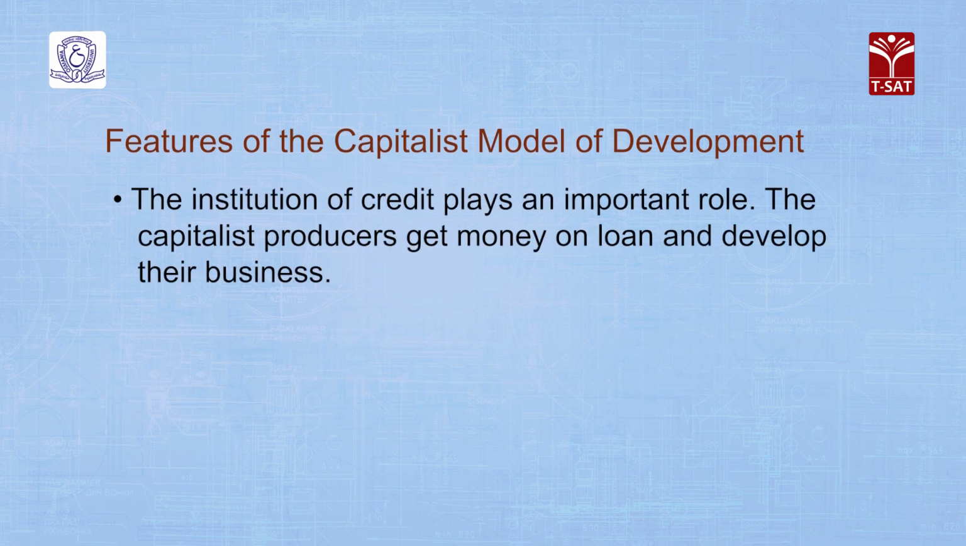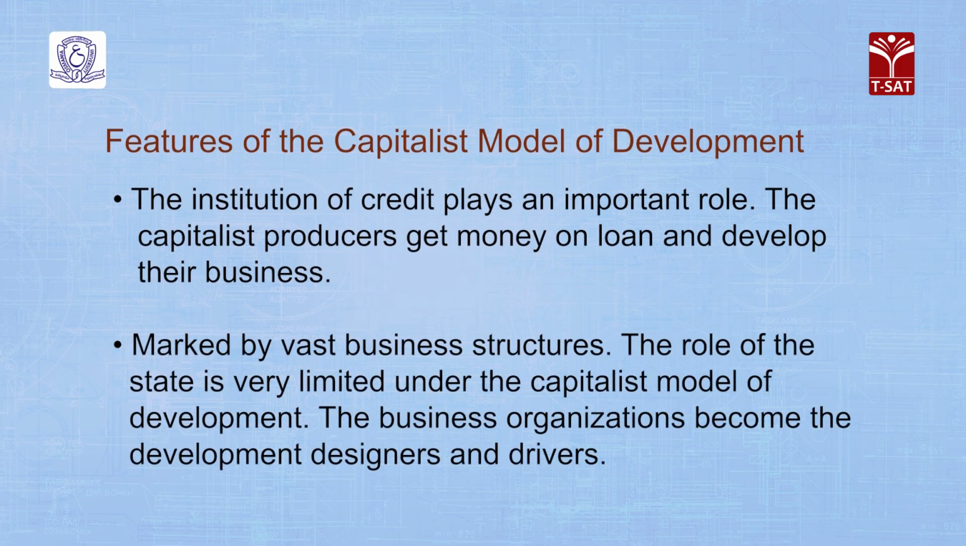In the capitalist model of development, the institution of credit plays an important role. The capitalist producers get money on loan and develop their business. The capitalist model of development is marked by vast business structures. The role of the state is very limited under the capitalist model of development. The business organizations become the development designers and drivers.